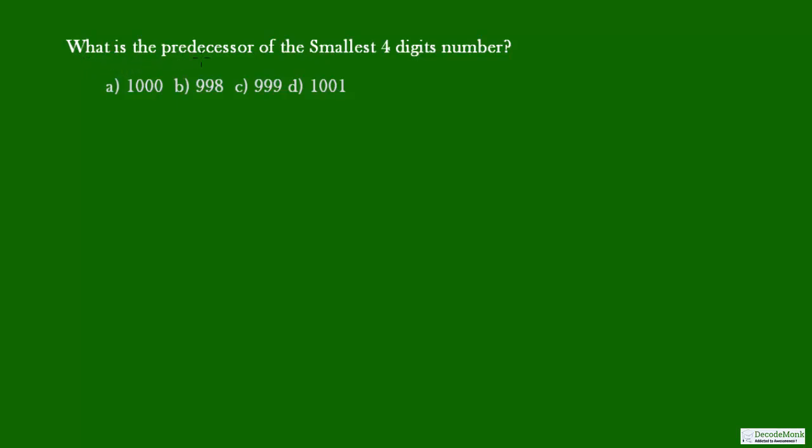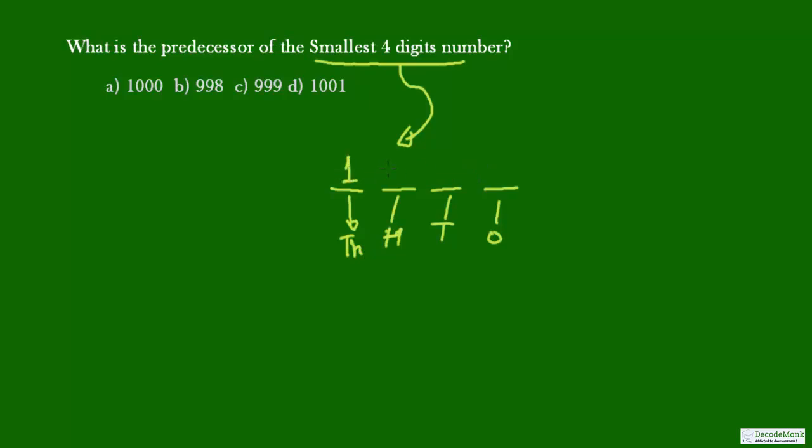This question says, what is the predecessor of the smallest 4-digit number? As already discussed, how will you arrive at the smallest 4-digit number? A 4-digit number will have 4 places: ones, tens, hundreds and thousands. So the smallest 4-digit number will be 1 and then putting in 0 at the other places.